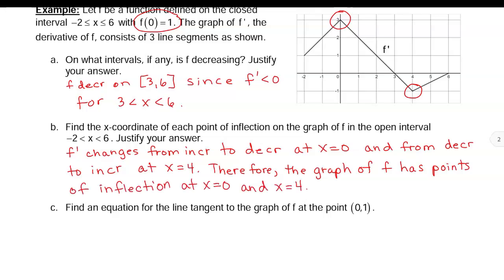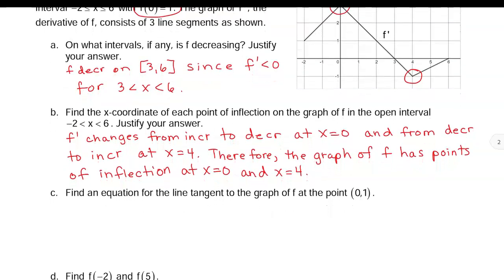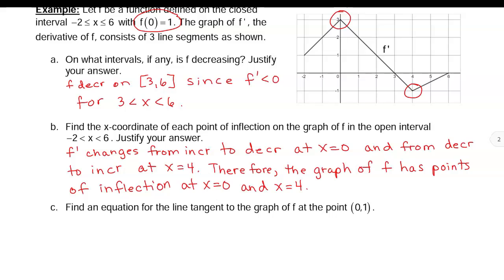Part C, find an equation for the line tangent to the graph of f at the point (0, 1). This should be pretty straightforward because you should know how to find the equation of a line. You're going to need a slope and you're going to need a point.